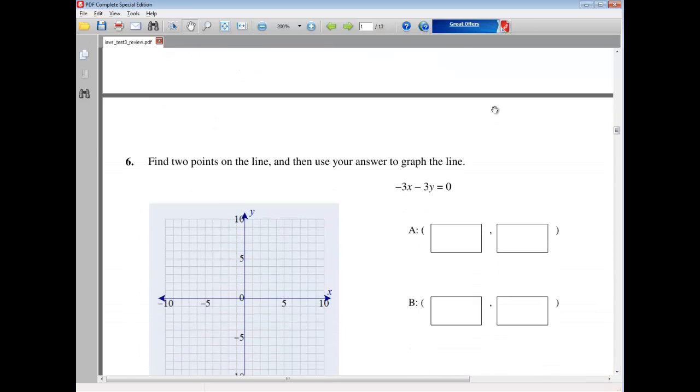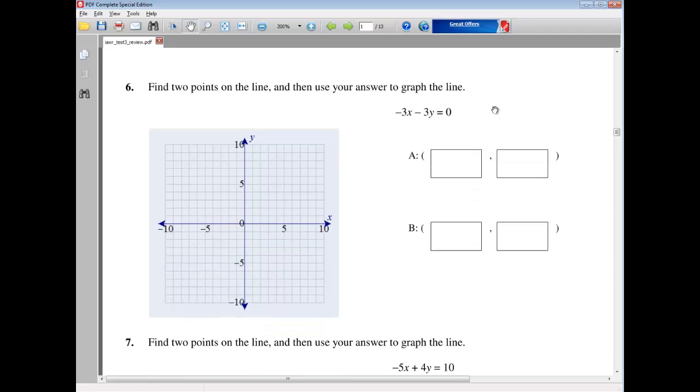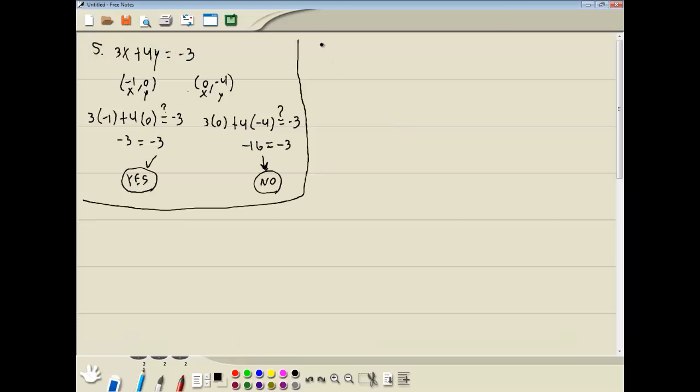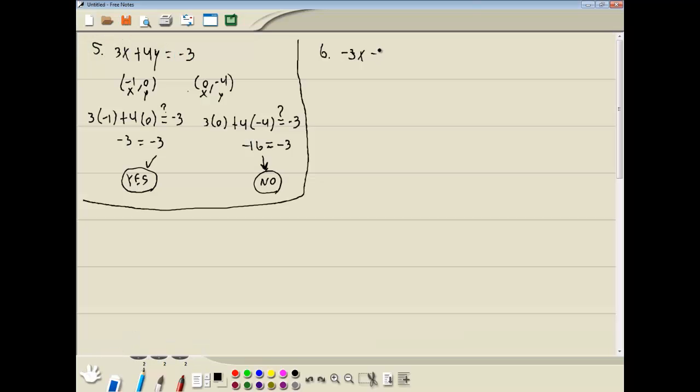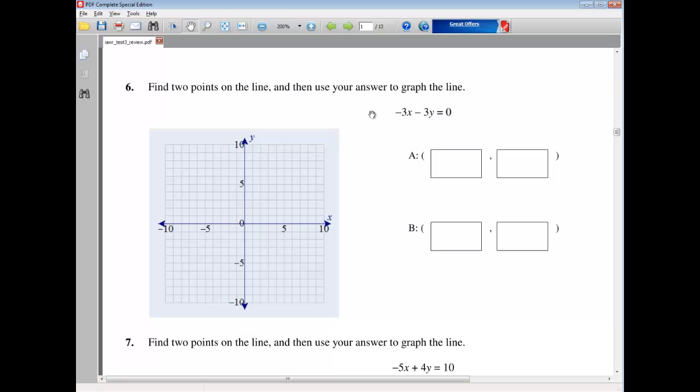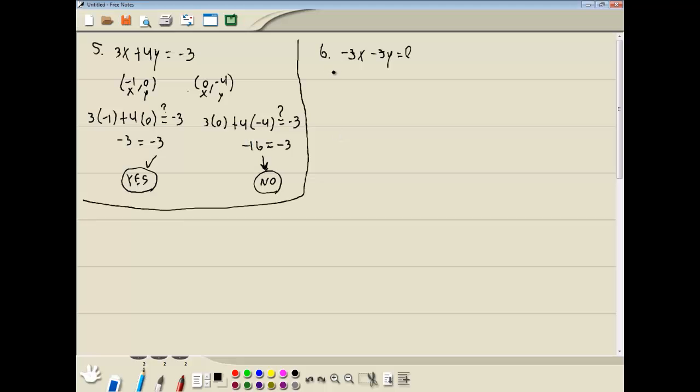And number 6. It says find 2 points on the line, then you use your graph to graph the line. So we've got negative 3x minus 3y equal to 0. Probably the easiest point, since it doesn't specify which point to use, probably the easiest one always to use is your x and y intercept.